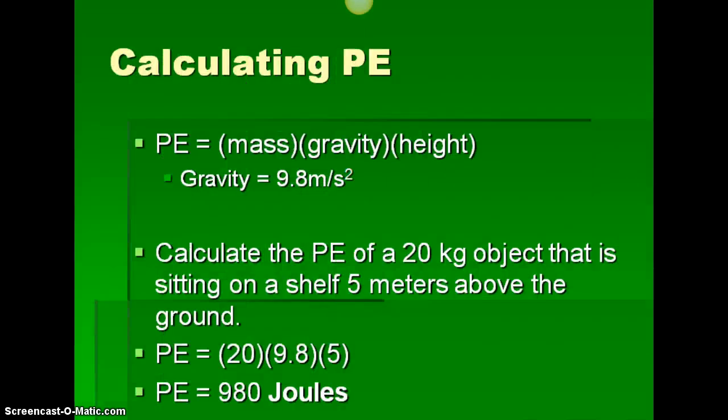When we calculate potential energy, the equation is mass times gravity times height, with gravity being the acceleration due to gravity, which is 9.8 here on Earth. So our example problem: calculate the potential energy of a 20 kilogram object that is sitting on a shelf 5 meters above the ground. Potential energy would be 20 times 9.8 times 5. This is measured in joules, so our final answer, once you multiply that out, is 980 joules.